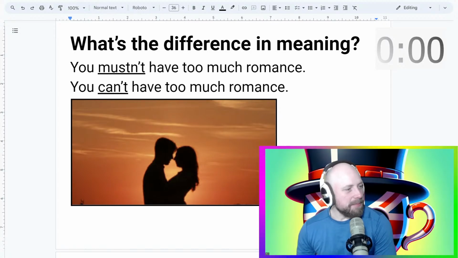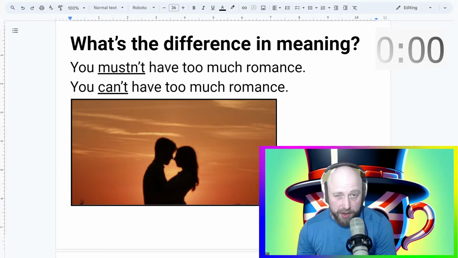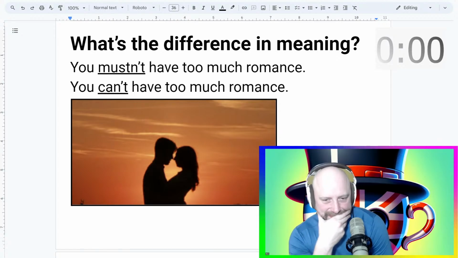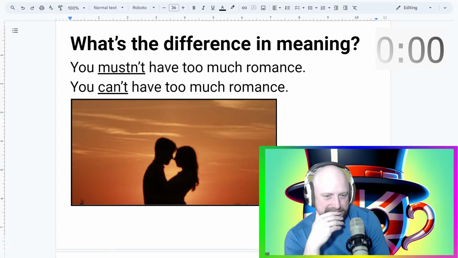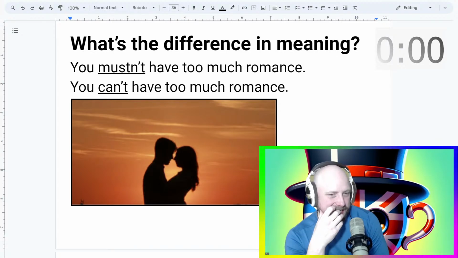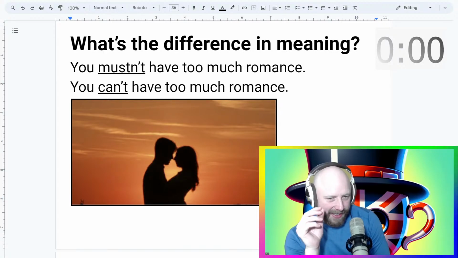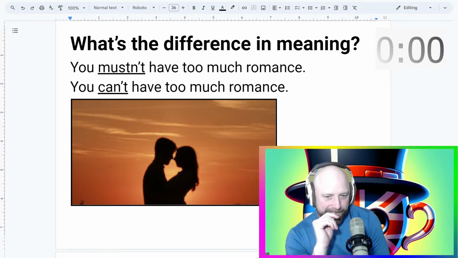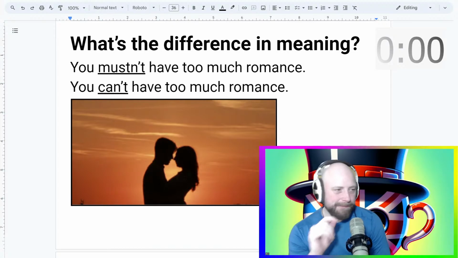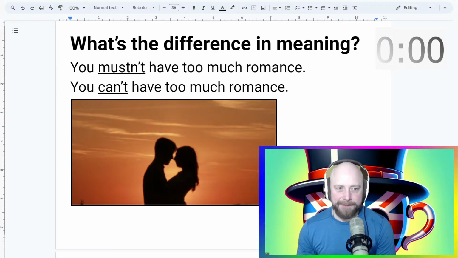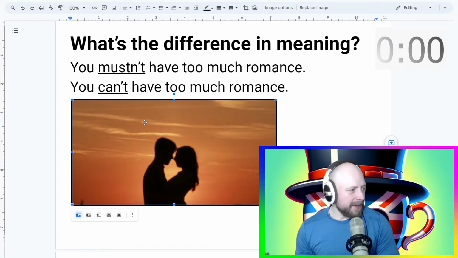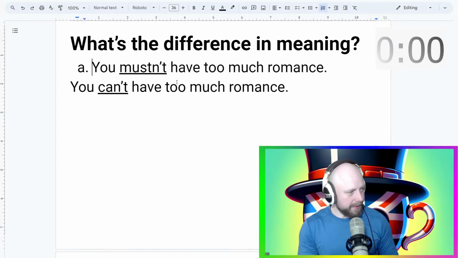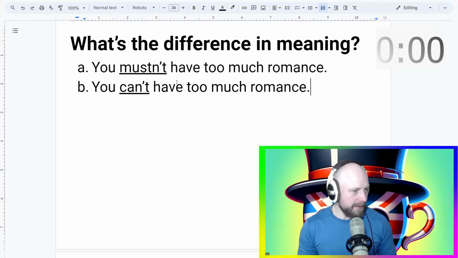Negative piece of advice. You mustn't have too much romance. You can't have too much romance. I agree with A, Zoya. That's good. As in, it's not good for you. But B, I think there's a better way to say that. All right, let me give you my take on this one. I noticed that I forgot to actually put the A and B there.